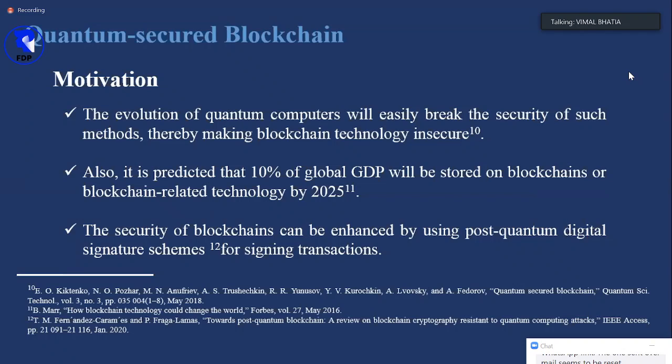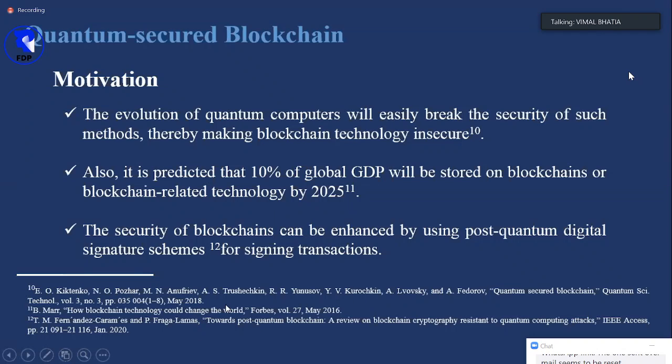Also, it is predicted that about 10% of global GDP will be stored on blockchain or blockchain-related technologies in the next 2 to 3 years. Right, so by 2025 we will get into this era. So it is high time that we think about ways of securing the blockchain network. The security of blockchain can be enhanced by using post-quantum digital signatures for signing. This is one solution given here in one of the papers in IEEE Access.